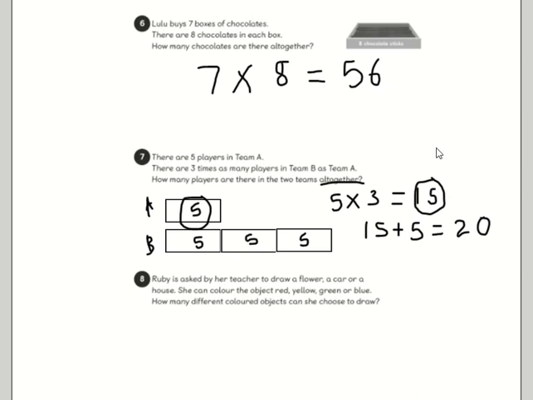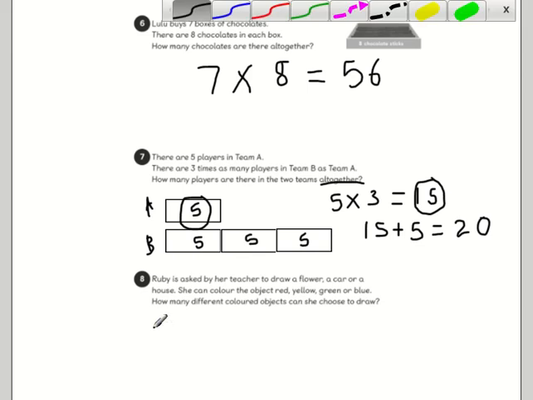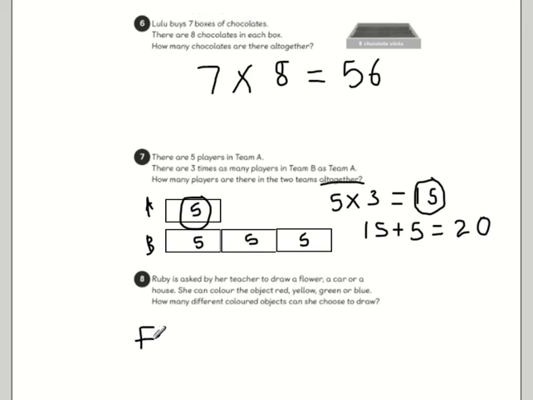Okay, this last question sounds complicated, but if we think about it, it isn't as complicated as we think. So Ruby is asked by a teacher to draw a flower, a car, or a house. So she's got 3 options. She can either draw a flower, a car, or a house. So she's got 3 options.